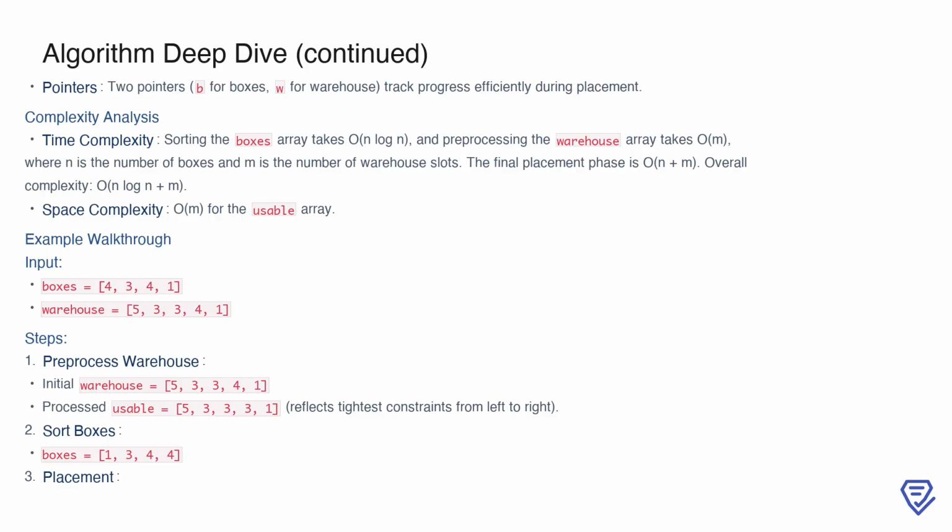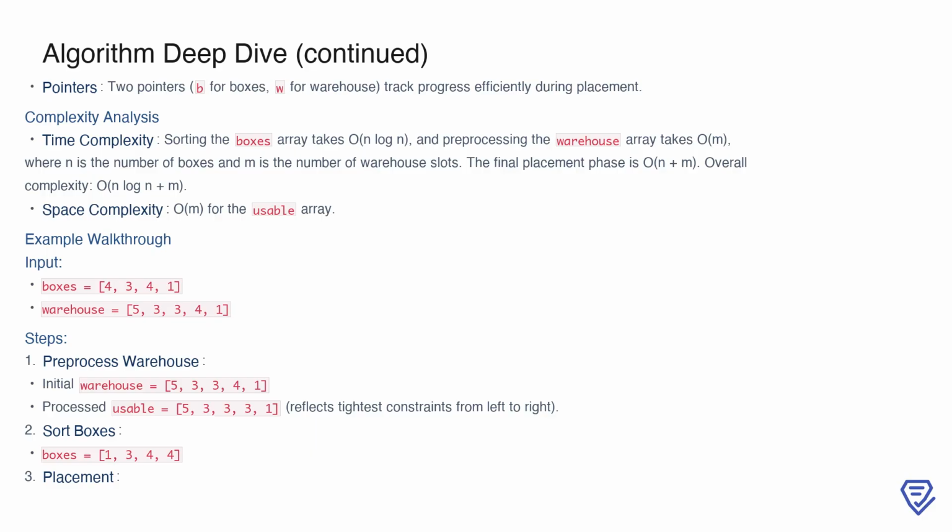To understand this better, consider the given example. Suppose we have boxes equals 4, 3, 4, 1, and warehouse equals 5, 3, 3, 4, 1. First, we pre-process the warehouse to create the usable array. Starting from the left, we ensure each slot reflects the tightest height constraint from left to right. This results in usable equals 5, 3, 3, 3, 1.